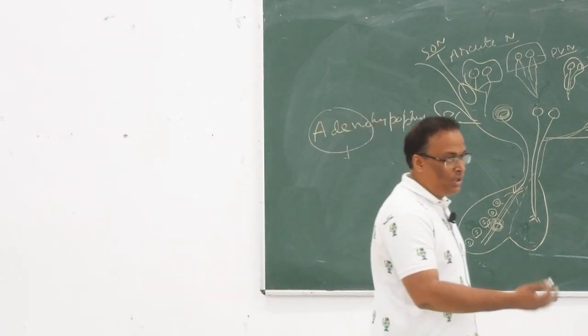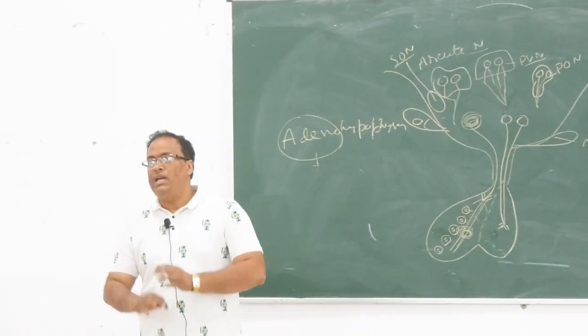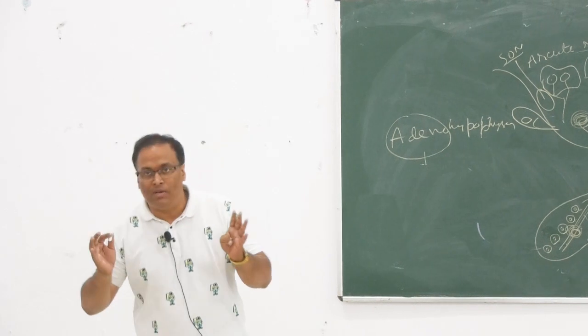Okay, lateral hypothalamus, in this the lateral nucleus is there. Remember at this point that there are different types of nuclei in the hypothalamus.